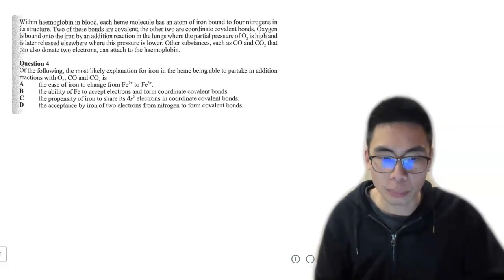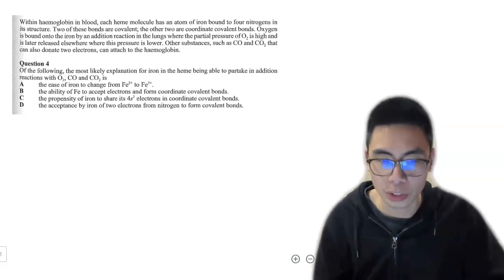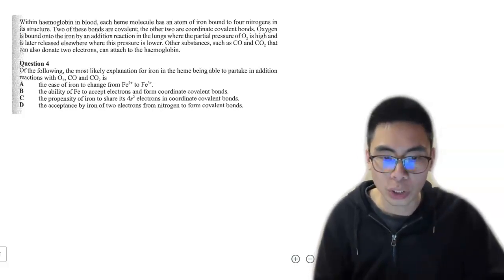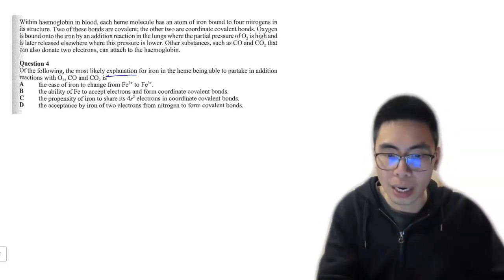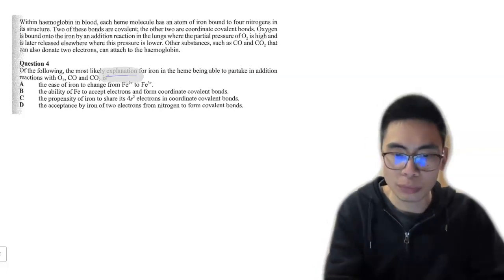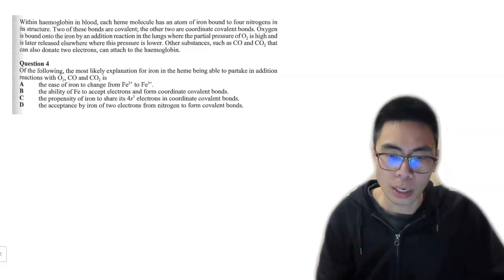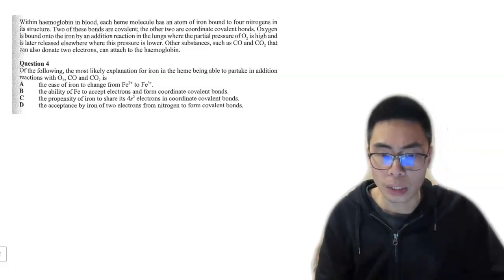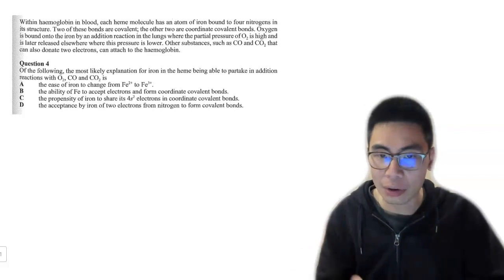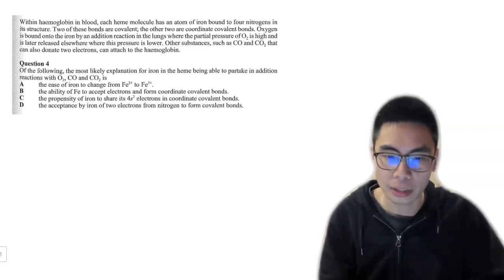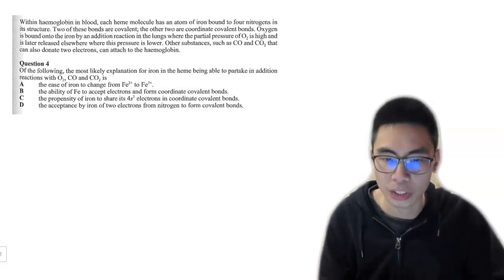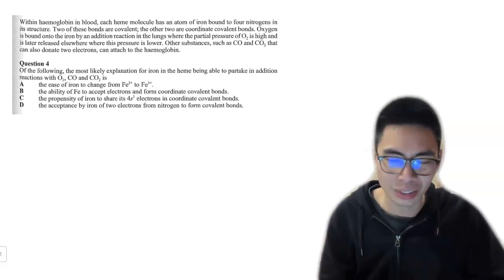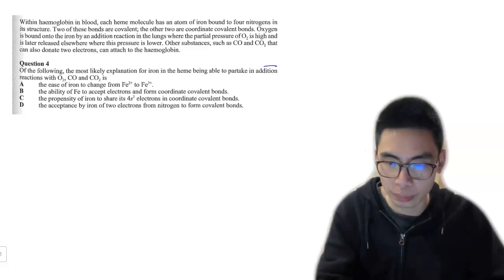But the other thing I want to be very clear about is, again, what is the question actually asking us to do? We're trying to look for an explanation for iron in the heme being able to partake in the addition reactions. Now, apart from the word explanation, what other word could I narrow down in that sentence that I believe is the most crucial? That's the most important part of this question. I would probably say it's got something to do with addition reactions.